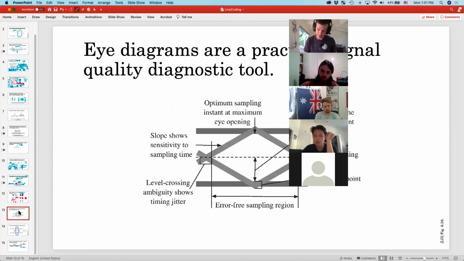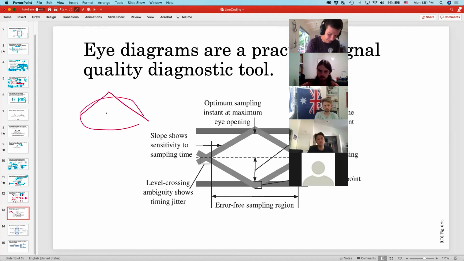So this is figure 6.26 in your textbook, and the name eye diagram comes from the fact that this is vaguely, I don't know, eye-shaped. I don't really see it, but that's what it's called. I didn't make it up. It's kind of Illuminati, actually, kind of looking. Never mind. So these are like the diagnostics that you can get from a 2-level eye diagram.